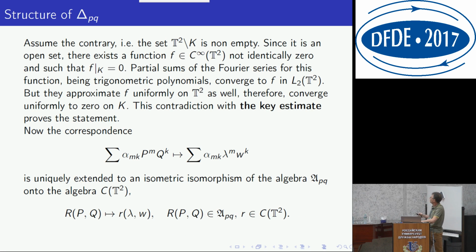To this end, we assume the contrary. The complement of K is non-empty, and since it is an open set, there exists a smooth function f, not identically zero, such that its restriction to K is zero. Partial sums of the Fourier series for this function, being trigonometric polynomials, converge to f in L2, but they approximate f uniformly on the torus as well. They therefore converge uniformly to zero on K. This contradiction with the key estimate proves the theorem. And now this correspondence is uniquely extended to an isometric isomorphism of the algebra onto the algebra of all continuous functions on the torus.